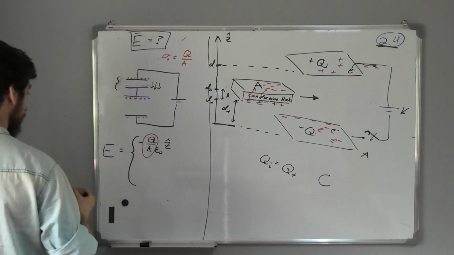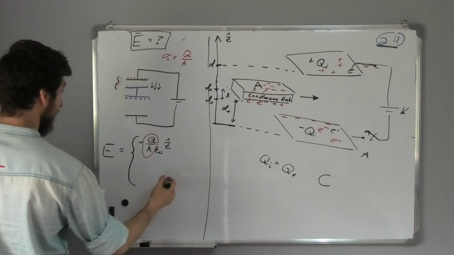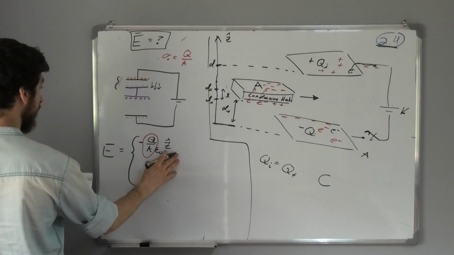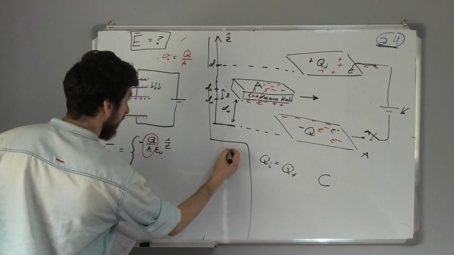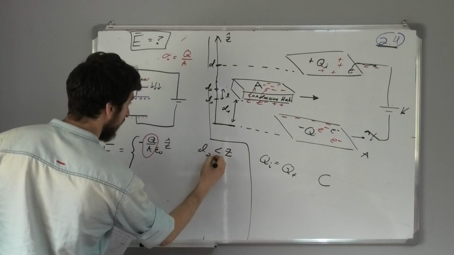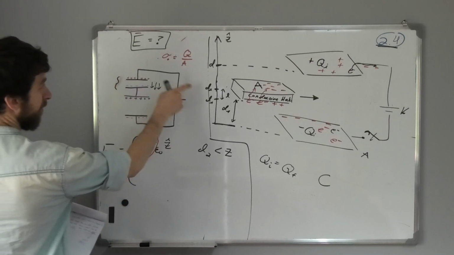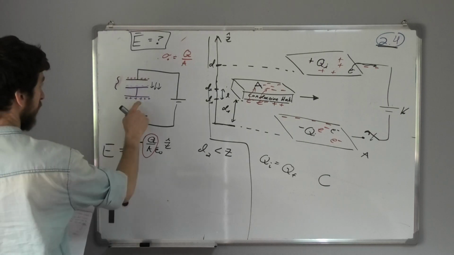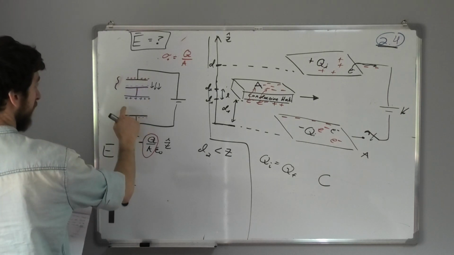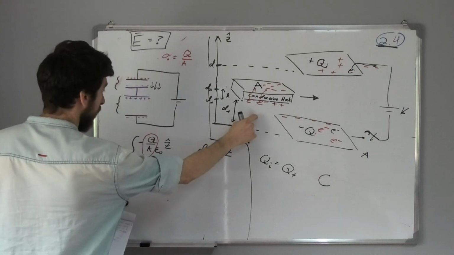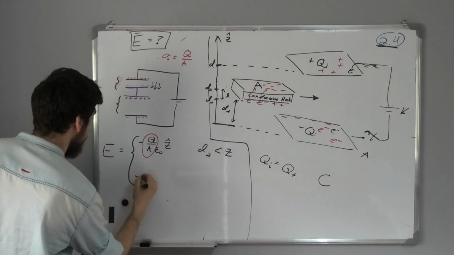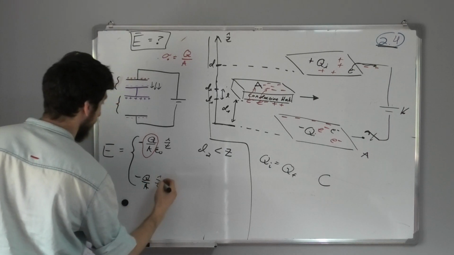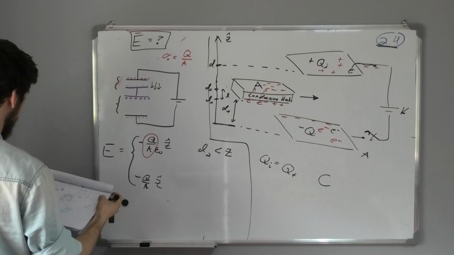And let's continue. So that's what you have here. This is the electric field if Z is larger than D2, which means we are here, larger than D2, in this part. Okay, so let's talk about what happens when we are inside this capacitor, the lower one. In the lower one we have minus Q over A epsilon 0 in Z. So it's the same thing. Why is it minus?